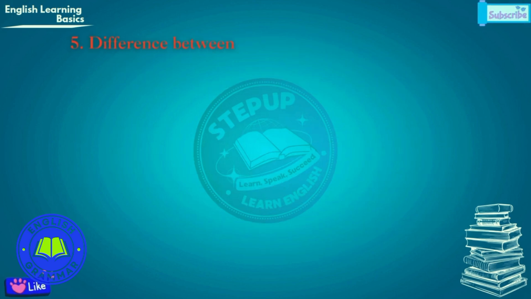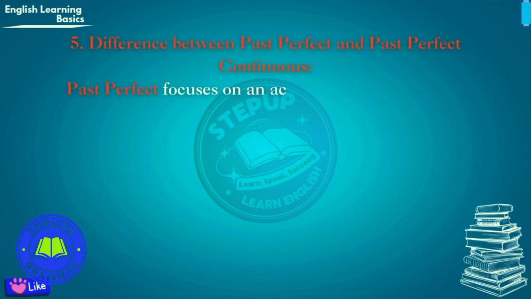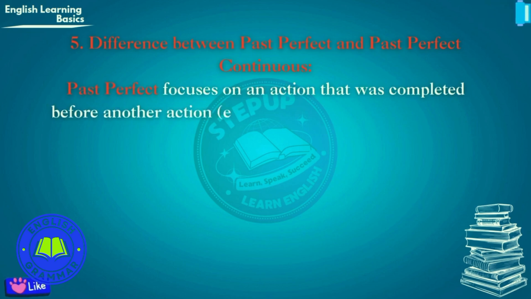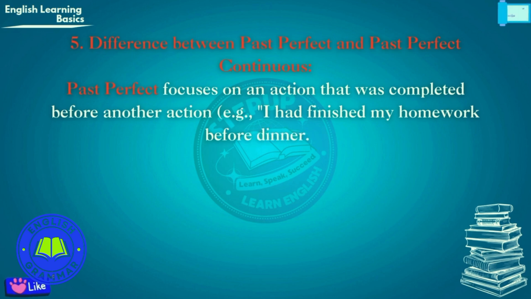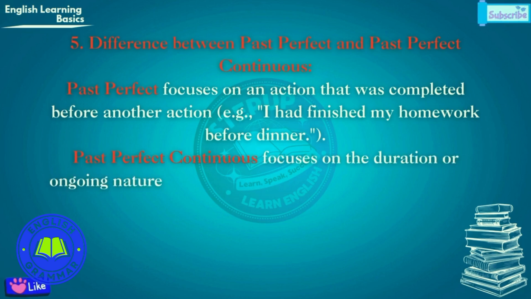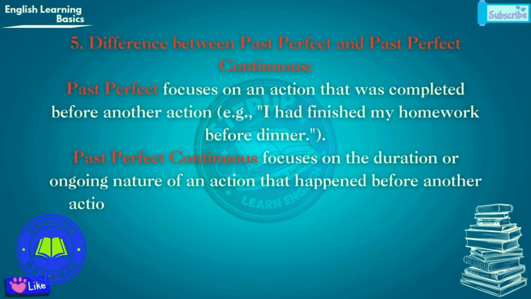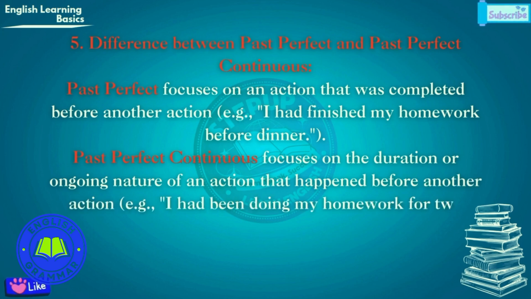5. Difference between past perfect and past perfect continuous. Past perfect focuses on an action that was completed before another action, e.g., I had finished my homework before dinner. Past perfect continuous focuses on the duration or ongoing nature of an action that happened before another action, e.g., I had been doing my homework for 2 hours before dinner.